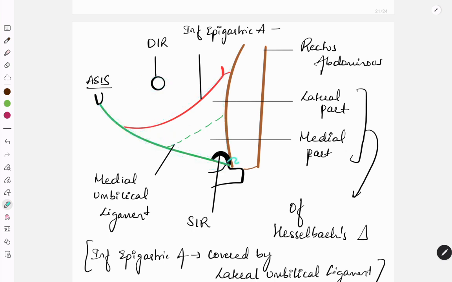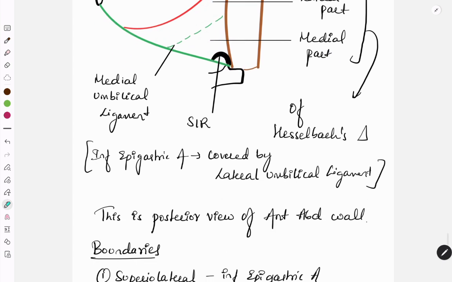Here you have the deep inguinal ring, and this is the superficial inguinal ring. Inside this triangle we make two parts with the help of the medial umbilical ligament. This will be the lateral part and this will be the medial part of Hesselbach's triangle. What we learnt before was that if it appears lateral to the inferior epigastric artery, it is an indirect hernia, and if it occurs medial to the inferior epigastric artery, it is a direct hernia. Now, Hesselbach's triangle is divided into two parts with the help of the medial umbilical ligament: this forms the lateral part and this forms the medial part.